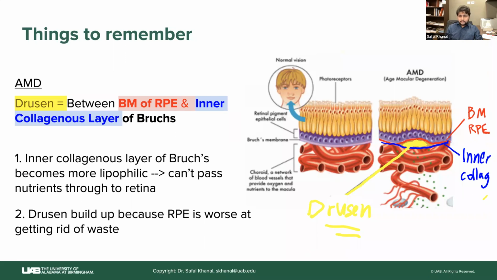Whereas in AMD, for example, it is the accumulation of waste products, basically, in the basement membrane of the RPE and Bruch's that causes the formation of drusen. And these drusen obstruct the nutrients from passing from the choroidal side to the RPE side. So the RPE is not getting the nutrients, and it is not able to metabolize these waste products. It cannot get rid of them. These build up in between the basement membrane and Bruch's, and so that causes the reduction of vision in macular degeneration.